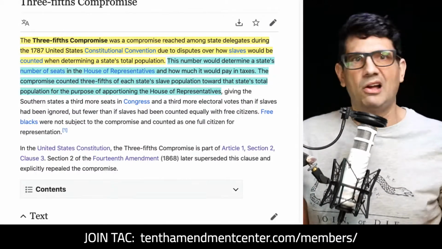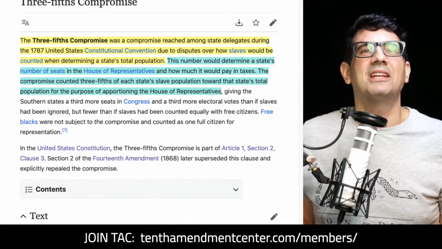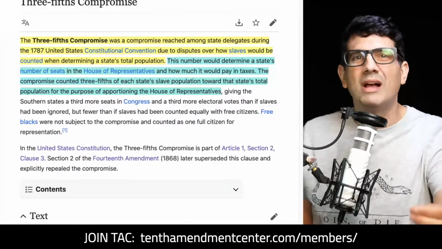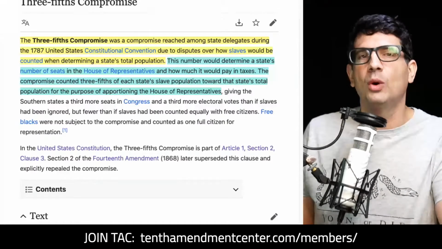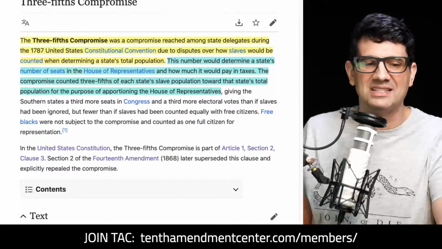Now, some people just kind of knee-jerk, and I can understand where it comes from. They look back and they're like, oh yeah, they didn't even consider, well, when you have slavery, you're not really considering a human being, a full human being, in the first place. But this really wasn't just about the issue of slavery. It was really about taxation and representation.